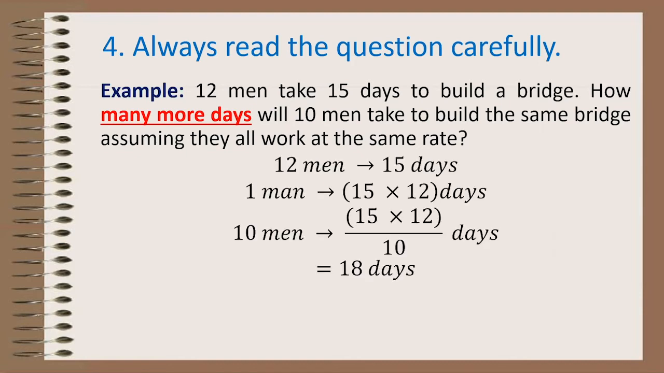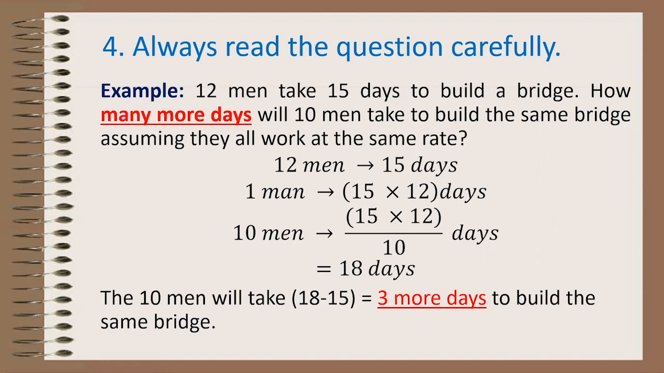So the 18 days mean 10 men will take 18 days. How many more days now will be 18 minus the 15 days which was given. So the 10 men will take 3 more days to build the same bridge. That's why you have to read the question carefully.